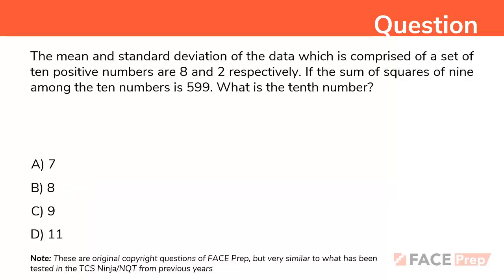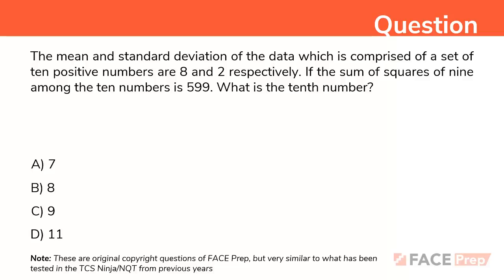Now, this is a question where a lot of people struggle. This is pretty new to the TCS syllabus. This is a statistics question where we need to figure out what the 10th number is. The question is: the mean and standard deviation of the data, which comprises a set of 10 positive numbers, are 8 and 2 respectively. If the sum of squares of 9 among the 10 numbers is 599, what is the 10th number? And options given are 7, 8, 9 and 11.